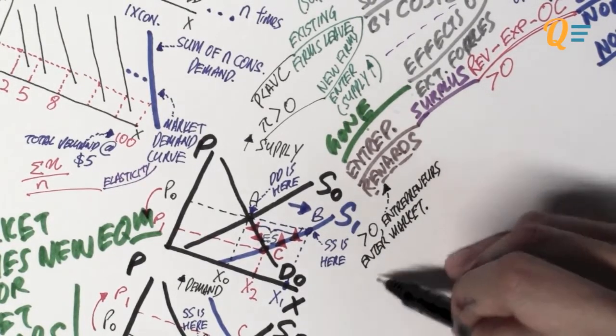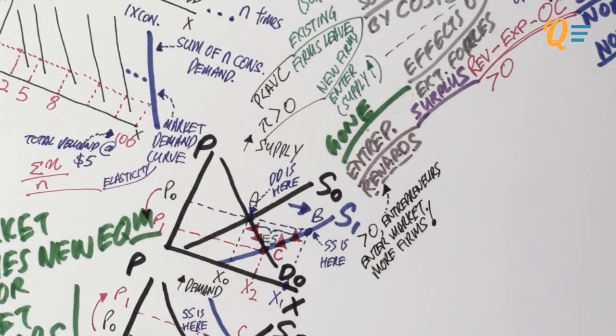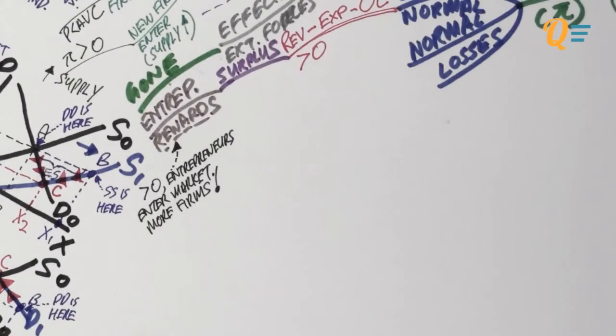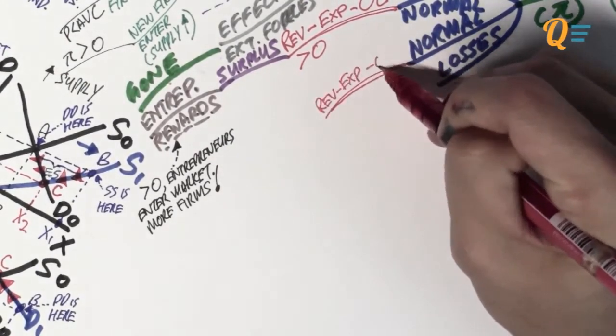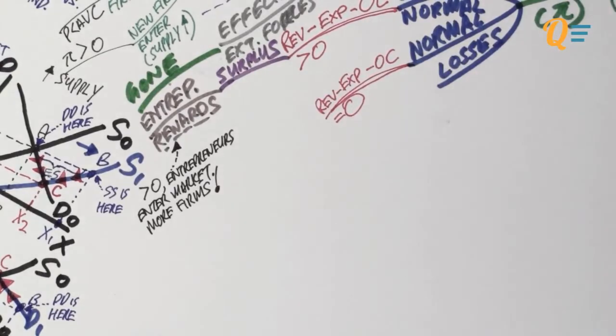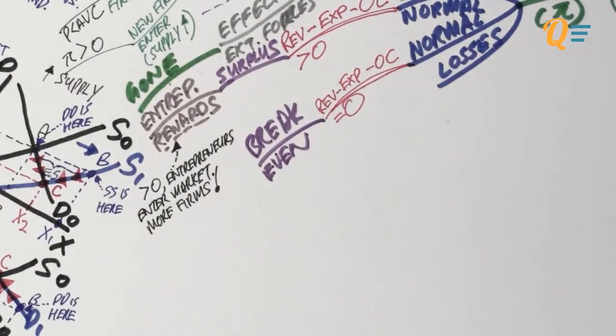So when these new entrepreneurs enter the market, you're going to see more firms coming out, and there's going to be more supply. So this is a good piece of note for the perfect competition model. Now, let's talk about normal profits. It is when there is no surplus at all. So revenue minus expenses minus opportunity cost is equal to zero.